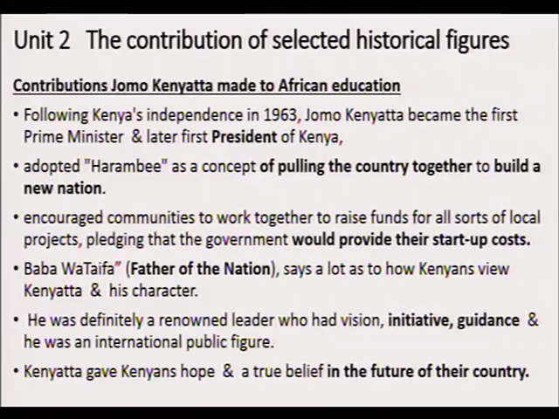Following Kenya's independence in 1963, Jomo Kenyatta became the first Prime Minister and later the first President of Kenya. He adopted the notion of Harambee, which is a concept of pulling the country together to build a new nation. He also encouraged communities to work together to raise funds for all sorts of local projects, pledging that the government would provide the startup costs.